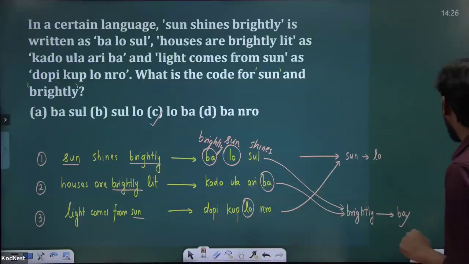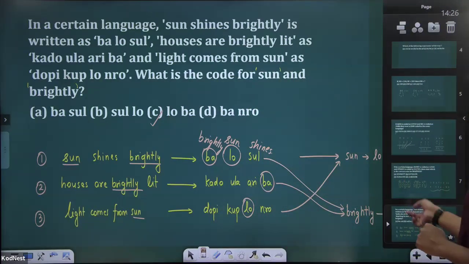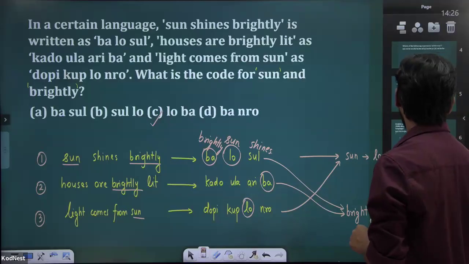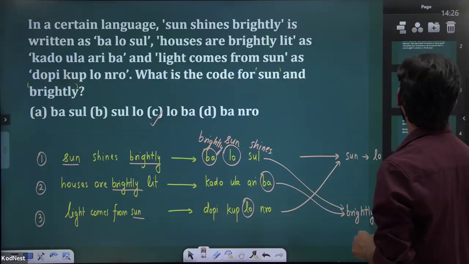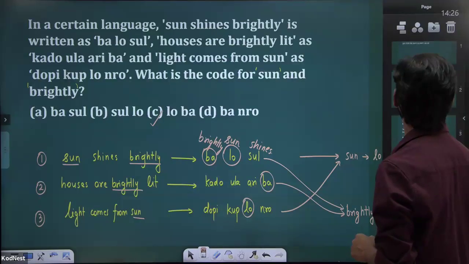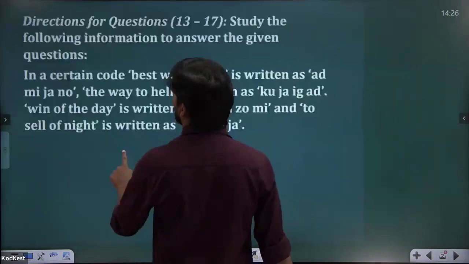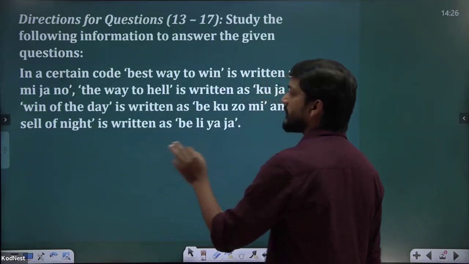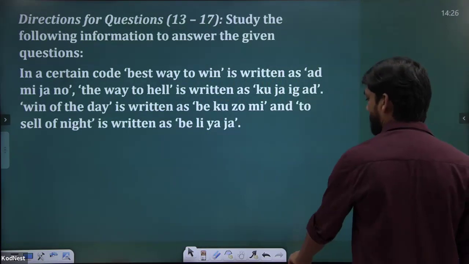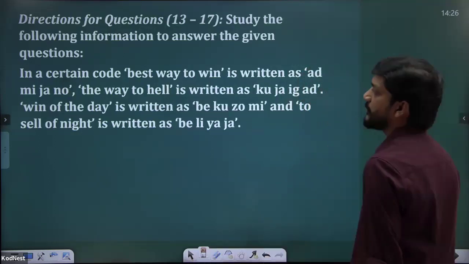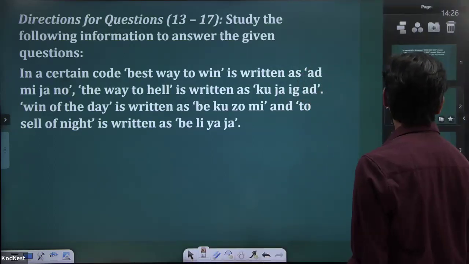Now, this is one very basic question. One of the questions, if I take, will be this. A little bit lengthy question in which we will find the translation of each and every word. So please see, let me make a copy of this.